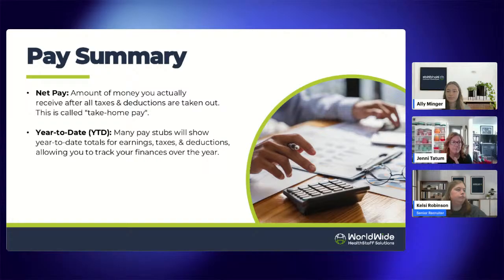Net pay. This is the final amount you receive after deductions and tax withholdings. This is your take-home pay. This is what is on your paycheck.